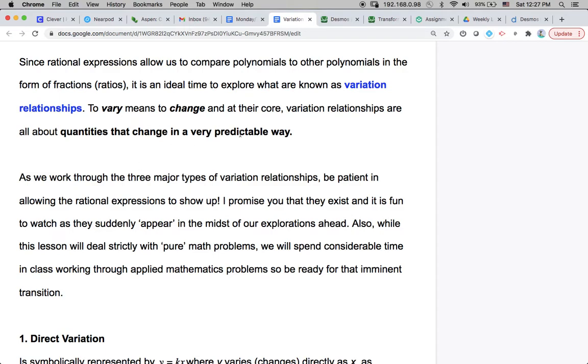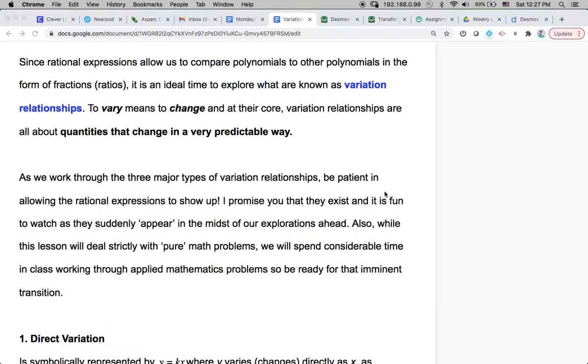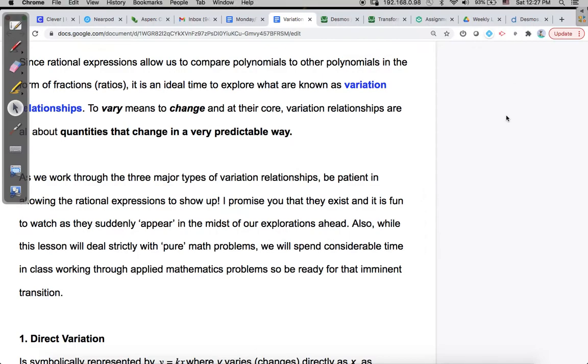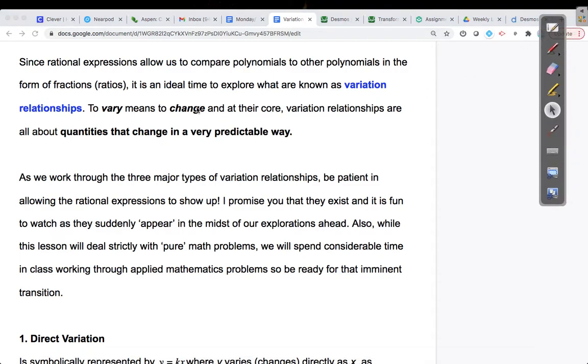to show up, right? We have to keep in mind that we're in the midst of an exploration on rational expressions and rational functions. So you might think, wait a minute, what's going on? Are we taking a detour? We're not. We're not taking a detour at all. This is an application of rational expressions and functions, so be patient. They will show up. I promise you that they exist, and it's fun to watch as they suddenly appear in the midst of our explorations ahead.